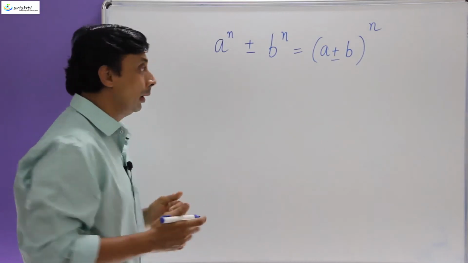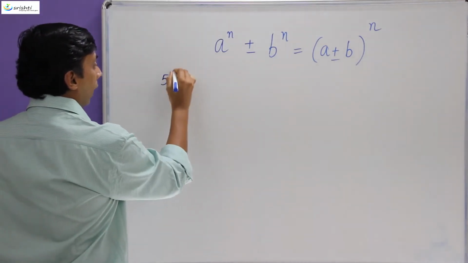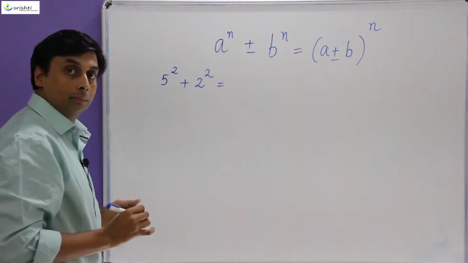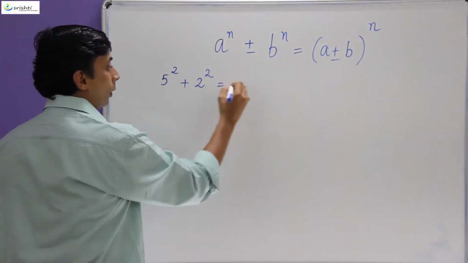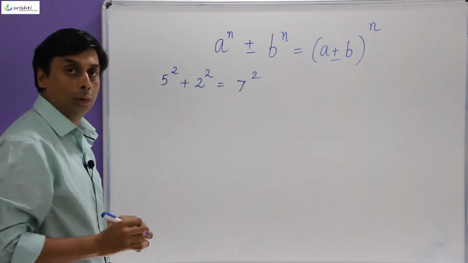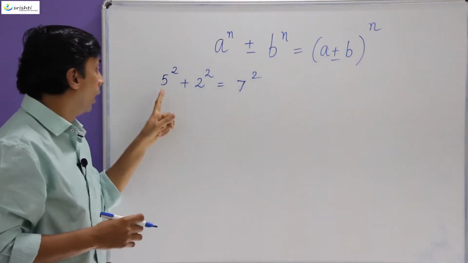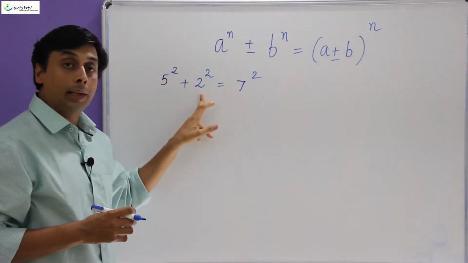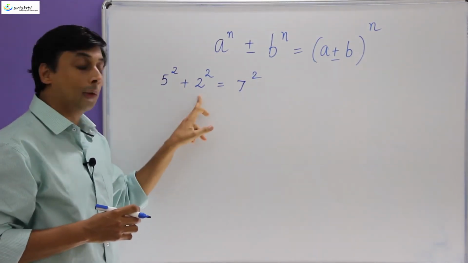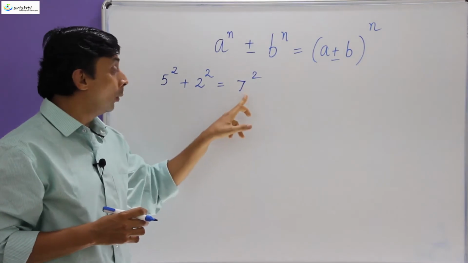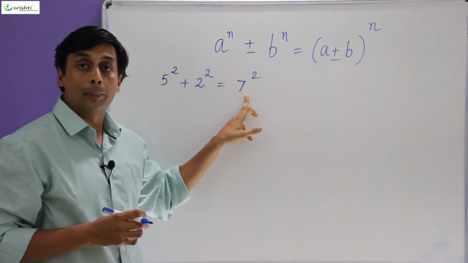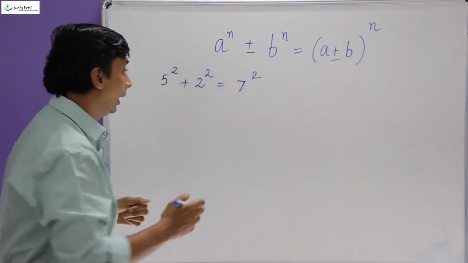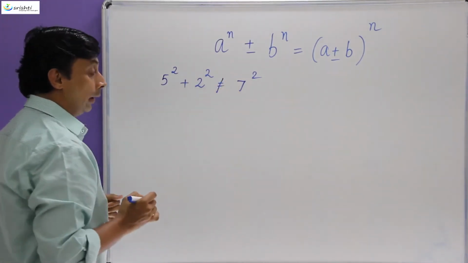So for example, if I ask them what is 5 raised to 2 plus 2 raised to 2, the answer that they give is 5 plus 2 is 7, so 7 raised to 2. Let's see if this is really true. How much is 5 square? 5 square is 25, 2 square is 4 and 25 plus 4 is 29. And how much is 7 square? 7 square happens to be 49. You will notice that these two sides are not equal. So this is not really true.